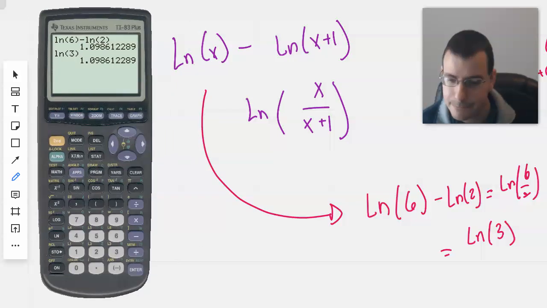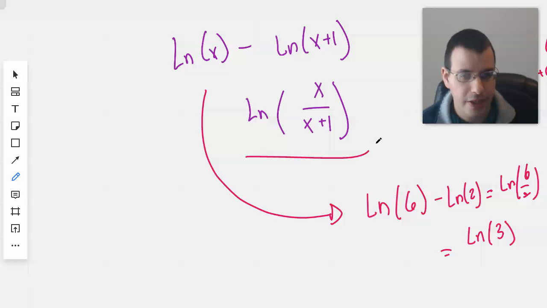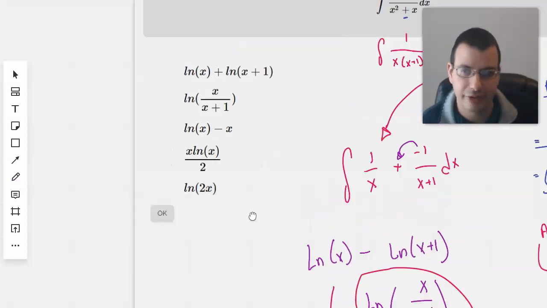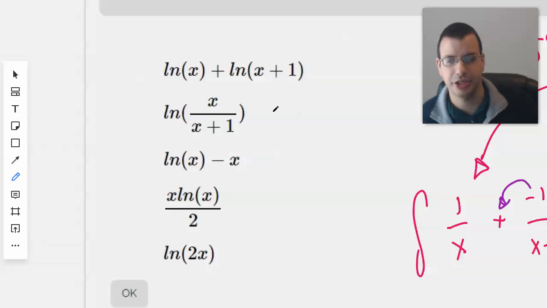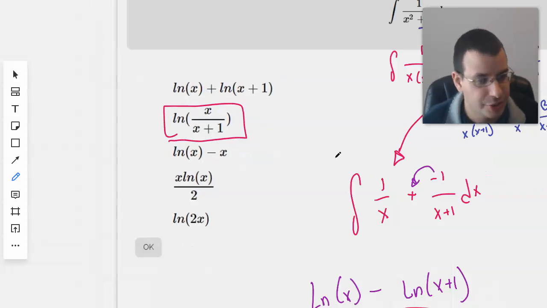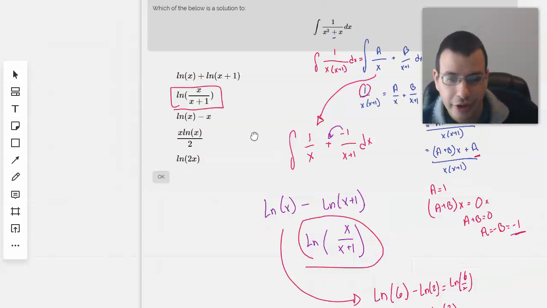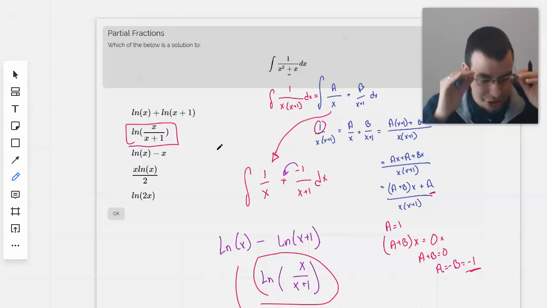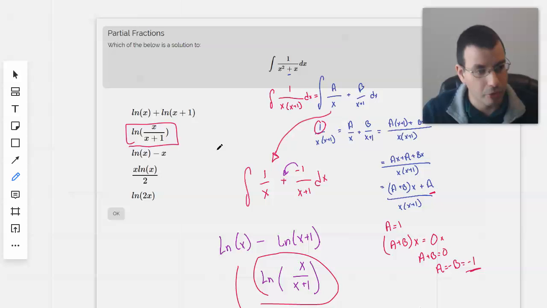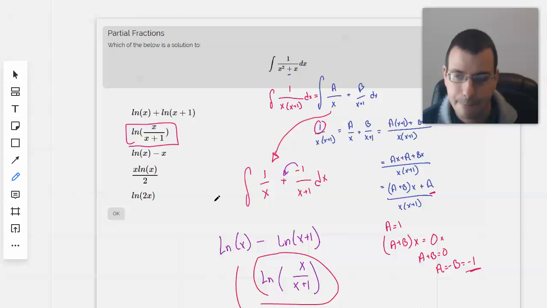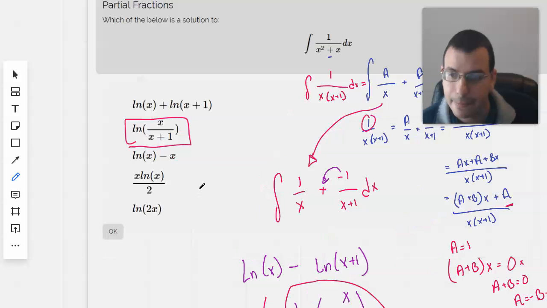So this is probably going to be our answer. And look at what answers we have, and look, right here, this is it. Natural log of x over x plus 1. So this is how you do partial fractions. This is a relatively simple partial fractions. You can see some of my other videos for more complicated versions of partial fractions. But this is the general idea.